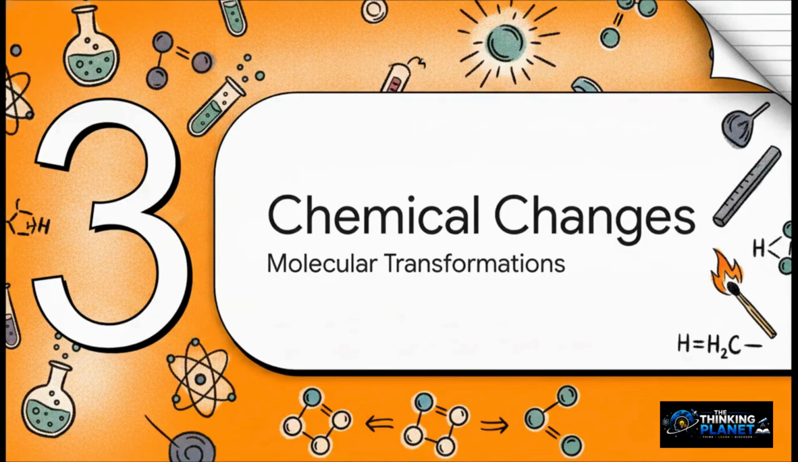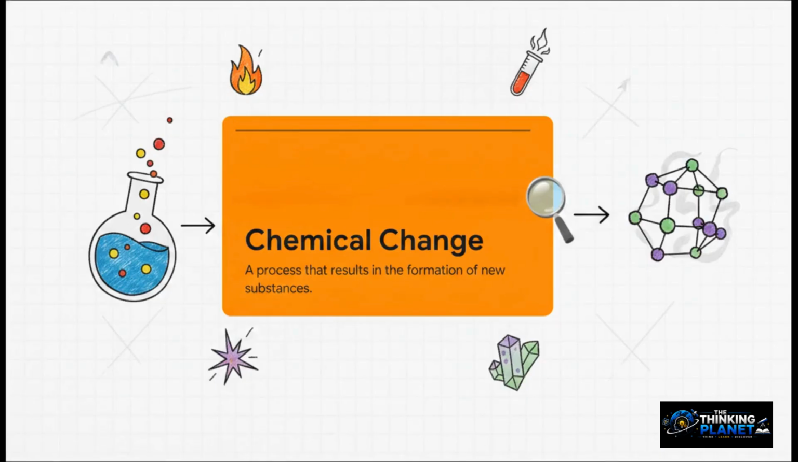Okay, let's flip the script. Section 3, Defining Chemical Changes. Now, what's really interesting about this is the stark contrast it presents to everything we've discussed so far. A chemical change is defined as a process that results in the formation of completely new substances.